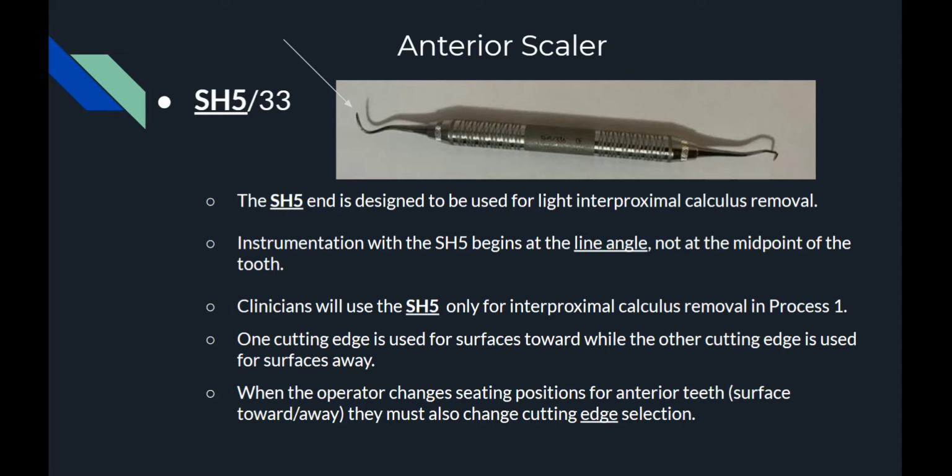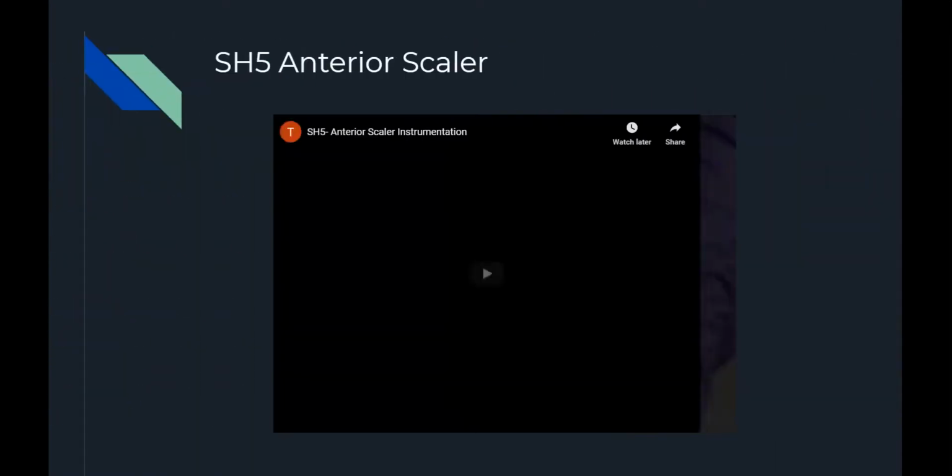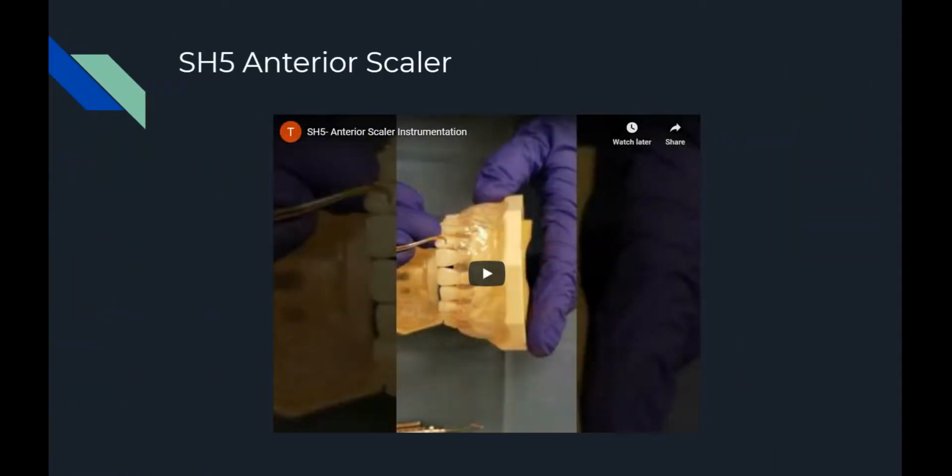One cutting edge is used for surfaces toward, while the other cutting edge is used for surfaces away. When the operator changes seating positions for anterior teeth, surfaces toward and away, they must also change cutting edge selection. SH5 anterior scaler.